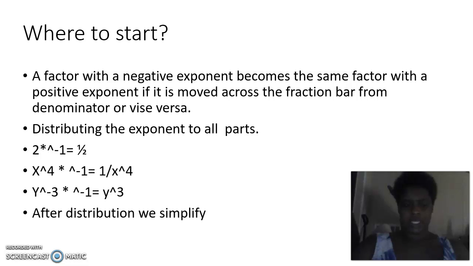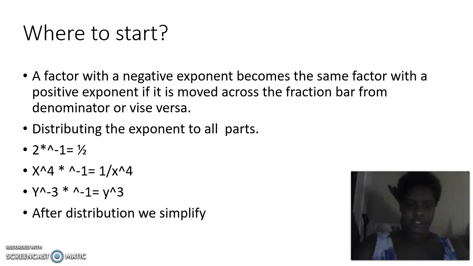So we're taking that -1 exponent and multiplying that by the 2, and you get a half for that. And then you take that -1 and multiply it with the x to the fourth power, and that'll just be 1 over the x to the fourth power. And then for y to the negative third, with the multiplying two negatives, you come out with a positive, which is why you get y to the third.